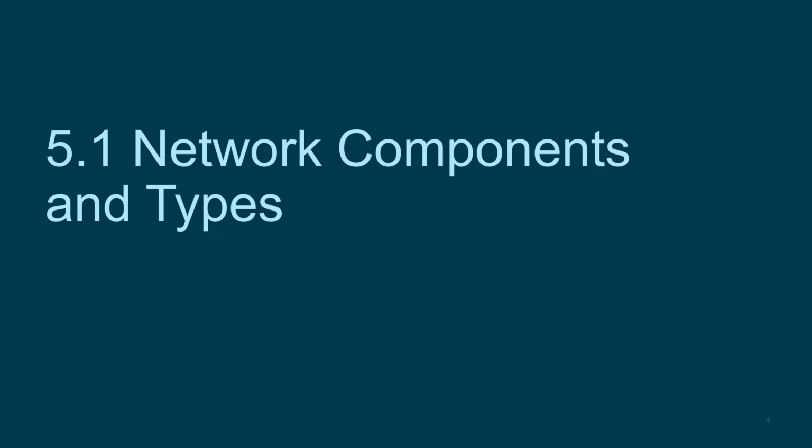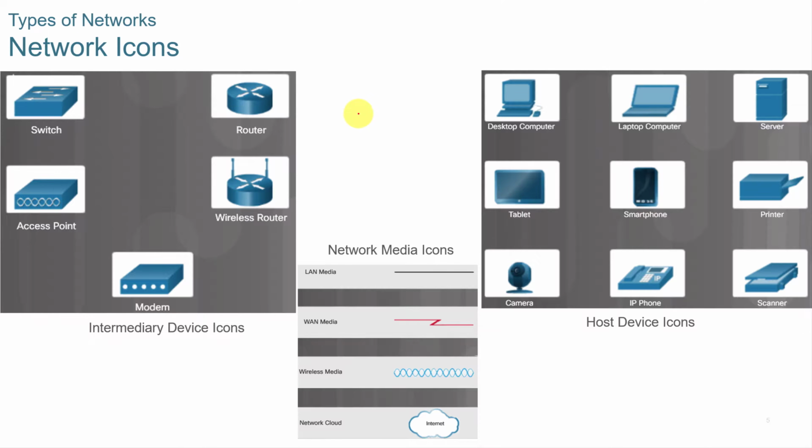Network components and types. When you're working with Packet Tracer and with Cisco, you're going to need to be familiar with some of these types of networking icons, such as a switch, which is a box with arrows going back and forth, access points, wireless routers versus a router. A router is just a cylinder here. The wireless will have the antenna on them. Desktop computers, tablets, iPhones, the media icons, LAN media, just a black simple line versus a WAN media versus wireless.